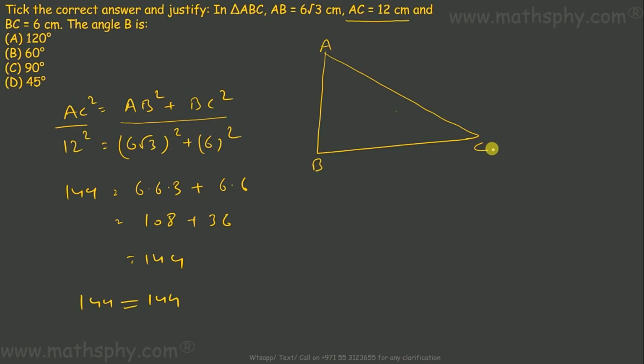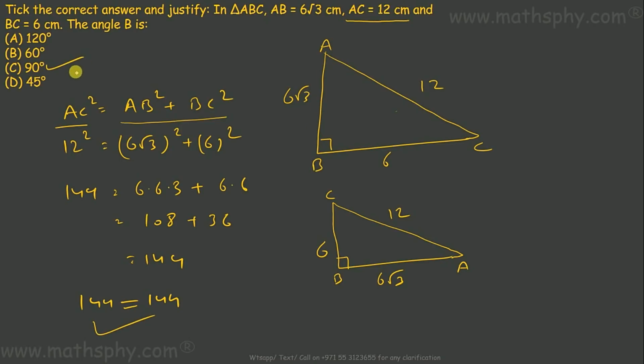A, B, C, AC is 12, AB 6 root 3 and BC is 6. AB and BC can be interchangeable. You can name it this way also. In that case, this will be 6 root 3 and this will be 6. But hypotenuse will not change, which will give you the angle opposite to it, which is 90 degrees. Here, AC square is equal to AB square plus BC square. It means this is 90 degrees. Alright?